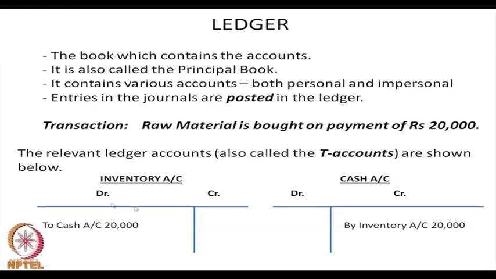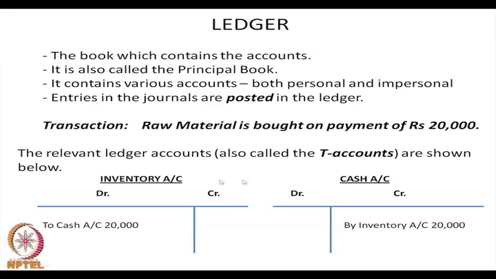Say the transaction is raw material is bought on payment of rupees 20,000. The ledger accounts, various accounts are kept in the ledger. They look like T, and therefore, these accounts are also known as T accounts. So, we may have an inventory account here or a purchase account here. Inventory account we are writing, it is raw material. So, inventory account and cash account.